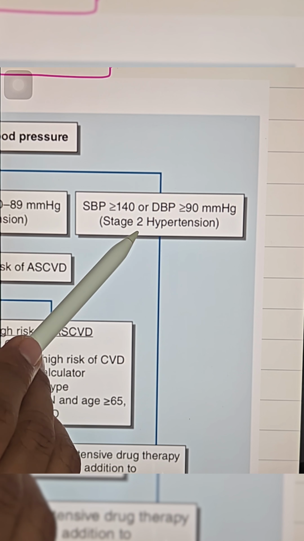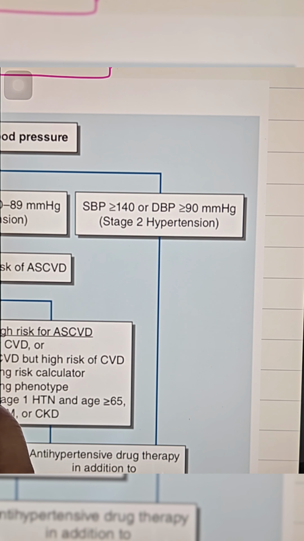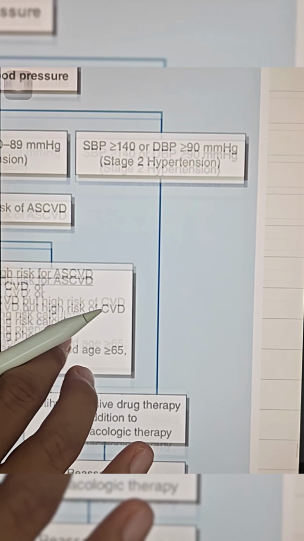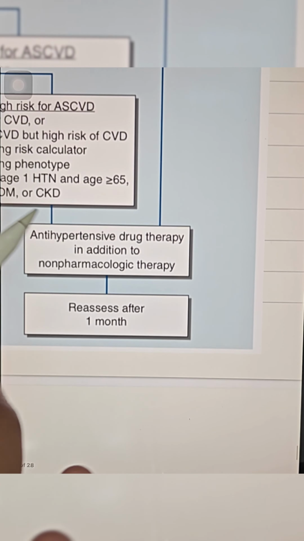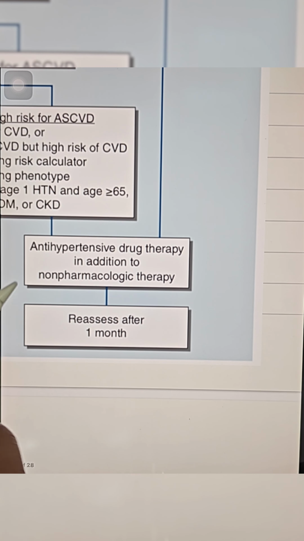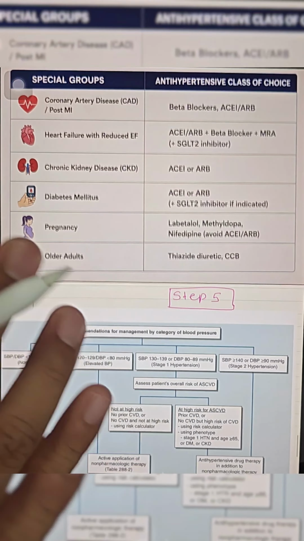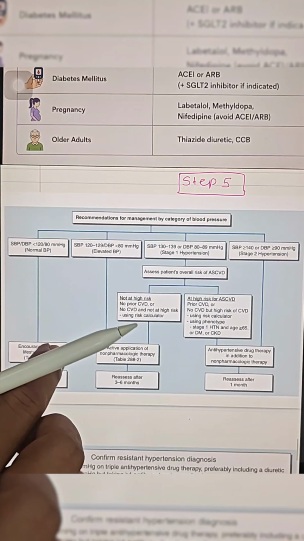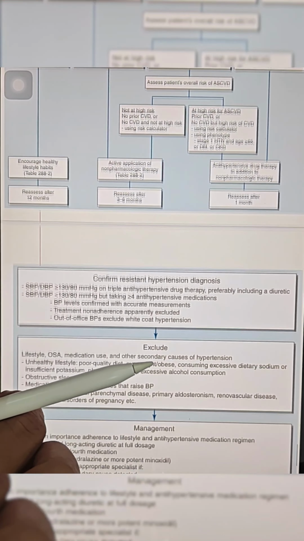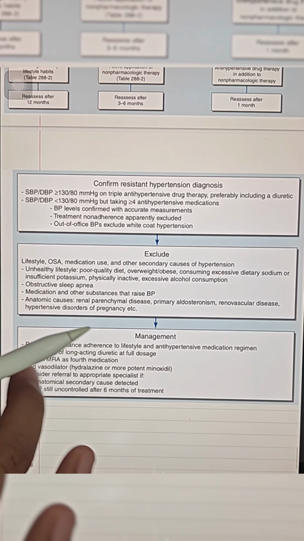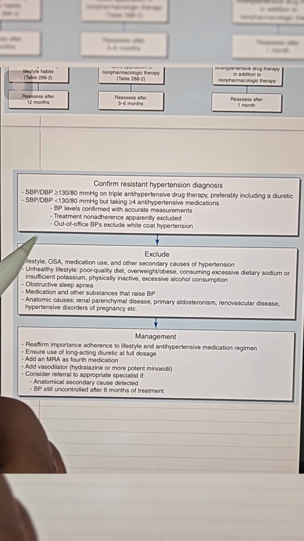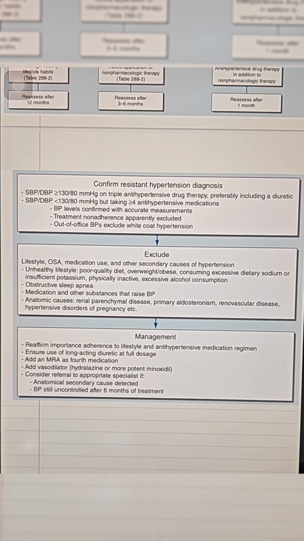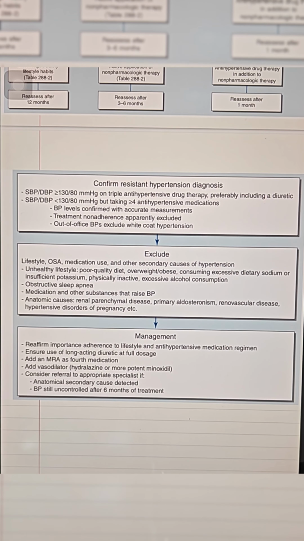And the last one is stage 2 hypertension. Irrespective of patient's condition and ASCVD risk score, in this stage 2 we have to start pharmacological therapy and assess the patient after 1 month. So this is pharmacological therapy and lifestyle management, when to start, at what condition. Now as we have discussed above, the terminology called hypertension, resistant hypertension.